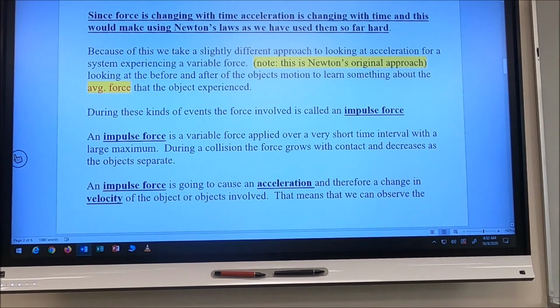Now, the force involved in these kind of events is called an impulse force. It's a variable force over a short period of time with a large maximum. So the force starts out low, it goes very high, and it comes down low again. So during a collision, like we saw in that graph, the force grows with contact and decreases as the object separates. You can think about in an explosion, it starts out with a very, very large force and it decreases as the objects separate. An impulse force is going to cause an acceleration and therefore a change in velocity. So if we can observe changes in velocity, we can learn something about average acceleration and we can learn something about average impulse force.